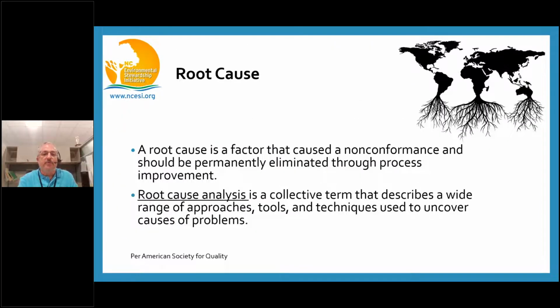Now we're going to move into the root cause. And again, here in a little bit, we'll have a couple of exercises to do together. A root cause is a factor that caused a non-conformance and should be permanently eliminated through process improvement. Otherwise, it does what? It repeats. The root cause analysis is a collective term that describes a wide range of approaches, tools, and techniques used to uncover causes of problems.